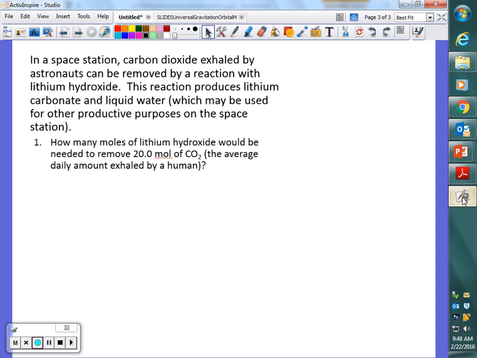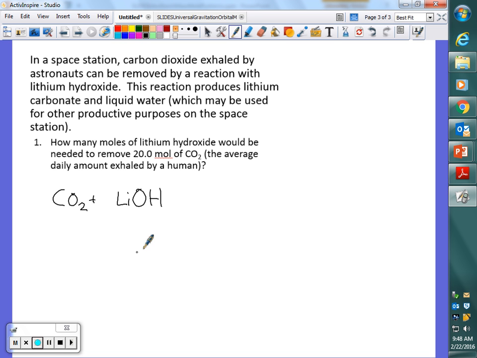Carbon dioxide and lithium hydroxide. Most of you know carbon dioxide is CO2. Lithium hydroxide starts with lithium. Hydroxide is OH, with a -1 charge. So lithium hydroxide looks like this. Those are our reactants.